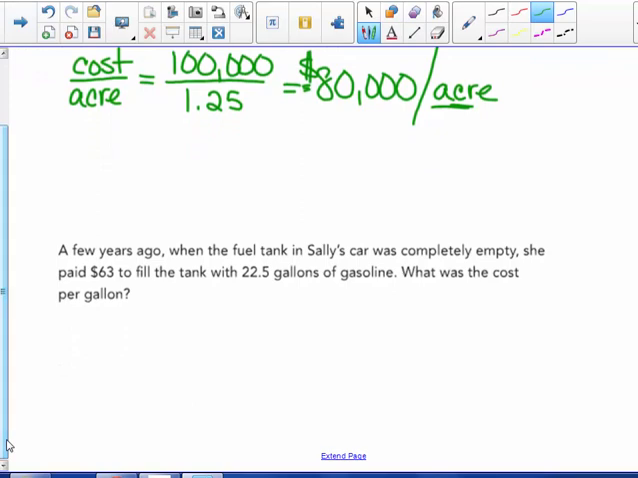Number four, as you can see: a few years ago when the fuel tank in Sally's car was completely empty, no gas, she paid $63 to fill the tank with 22.5 gallons of gas. What was the cost per gallon? Okay, 22.5 gallons of gasoline. I could draw 22.5 bars representing $63, but I don't want to do that. But we could bar model this.